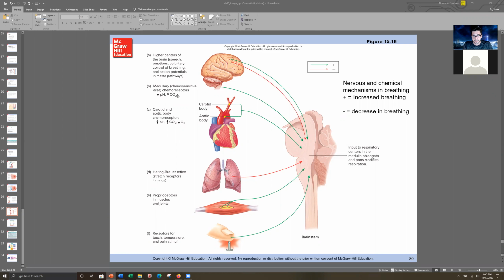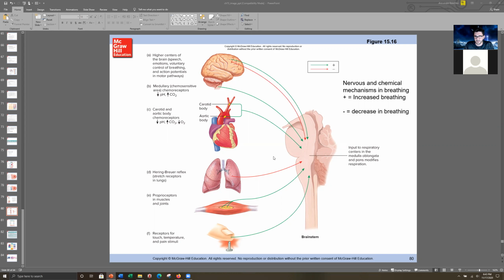We have medullary chemoreceptors within the medulla that respond to a decline in pH, which would also mean an increase in carbon dioxide. That's going to increase breathing behavior. We have the carotid and aortic body chemoreceptors, which respond to a decrease in pH, an increase in CO2, and also a decrease in oxygen. These conditions of hypoxemia and hypercapnia are not mutually exclusive. You can have them happen individually or simultaneously. If one happens, it doesn't necessarily mean that the other is happening.